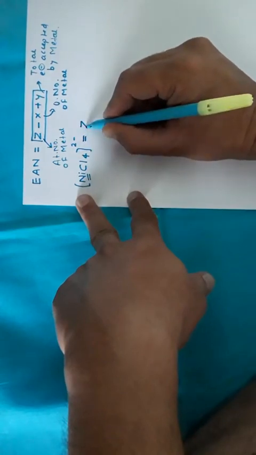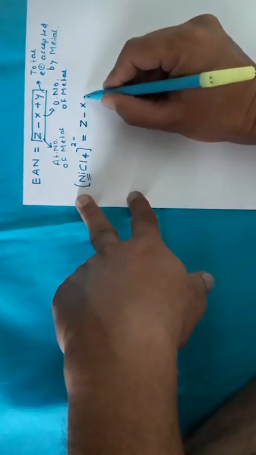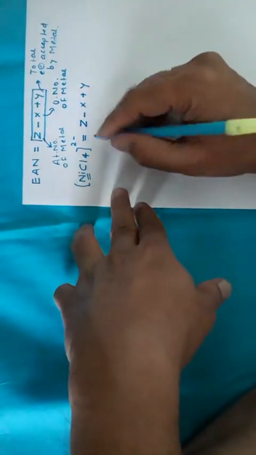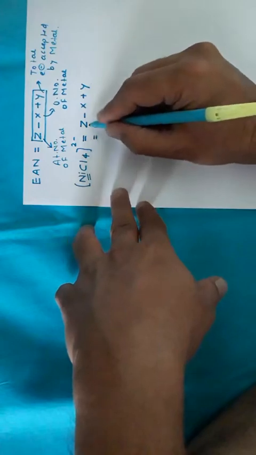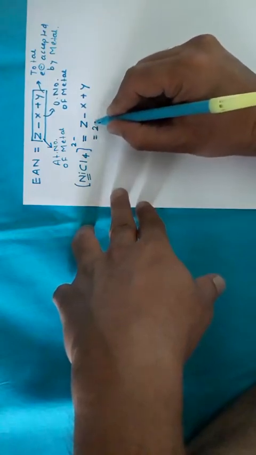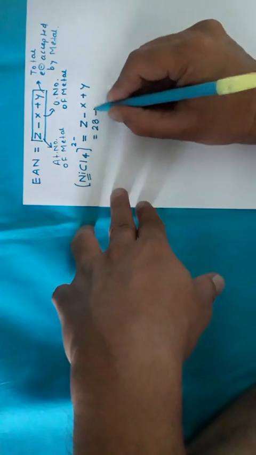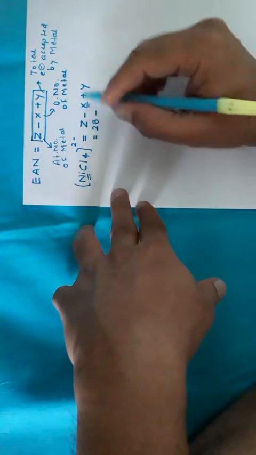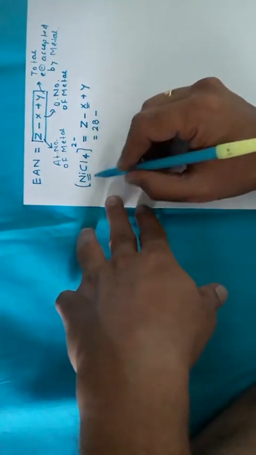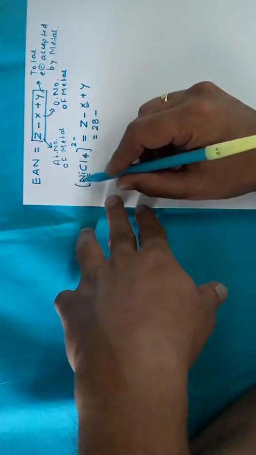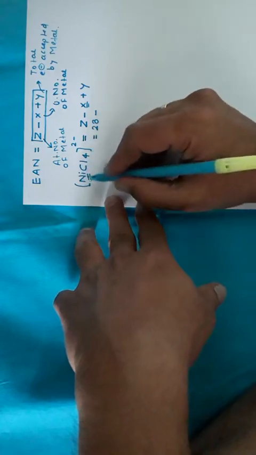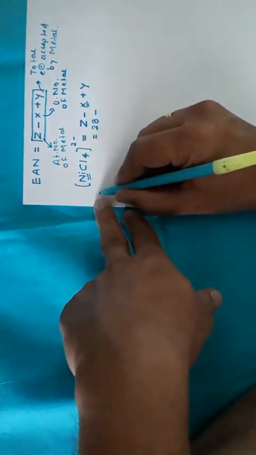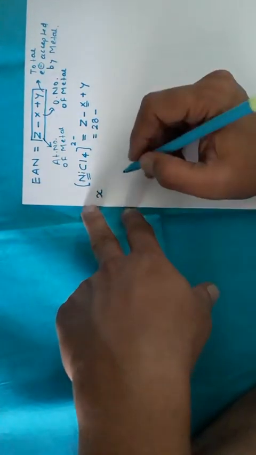Again, I'll write the simple formula Z minus X plus Y. Now when I am writing Z minus X plus Y, I know for sure the atomic number of nickel here is 28. Now here I am supposed to put the value of X, which stands for oxidation number of nickel. It is very easy to find out the oxidation number of nickel in this particular complex. Here we don't know the oxidation number of nickel, so we'll consider it as X.